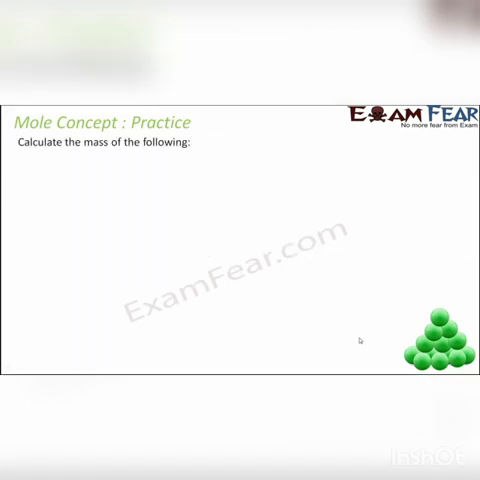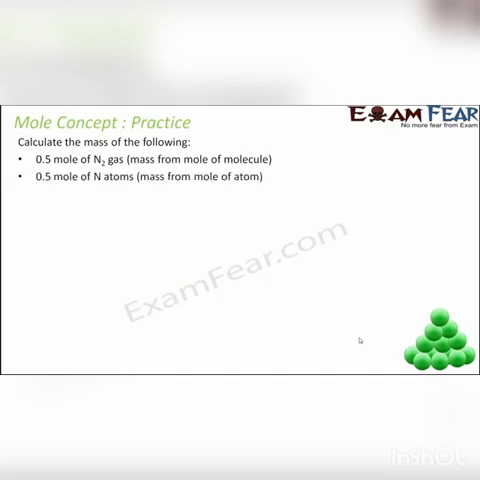Okay. Let's take some more. We have to find the mass of 0.5 mole of nitrogen gas, 0.5 mole of nitrogen atoms, and this many number of atoms. Please note, in all these cases you have to find the mass. So the mole is given, you have to find the mass.